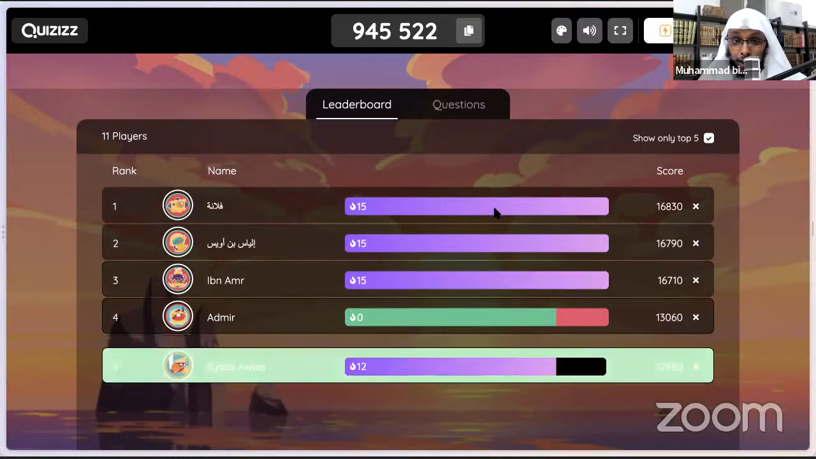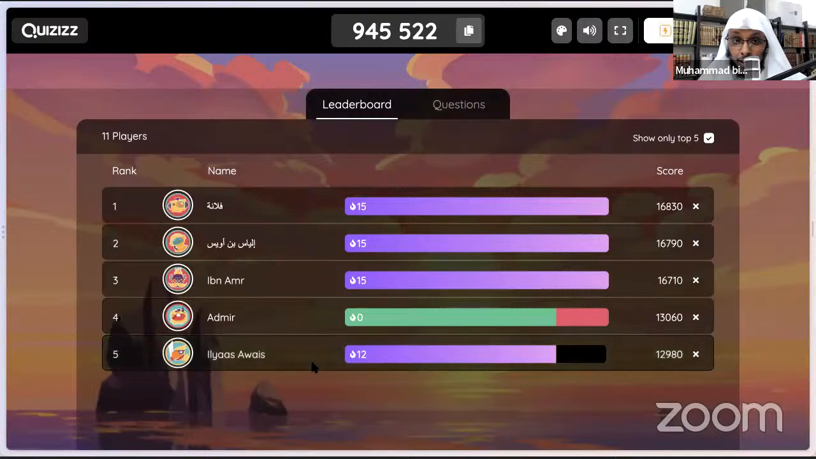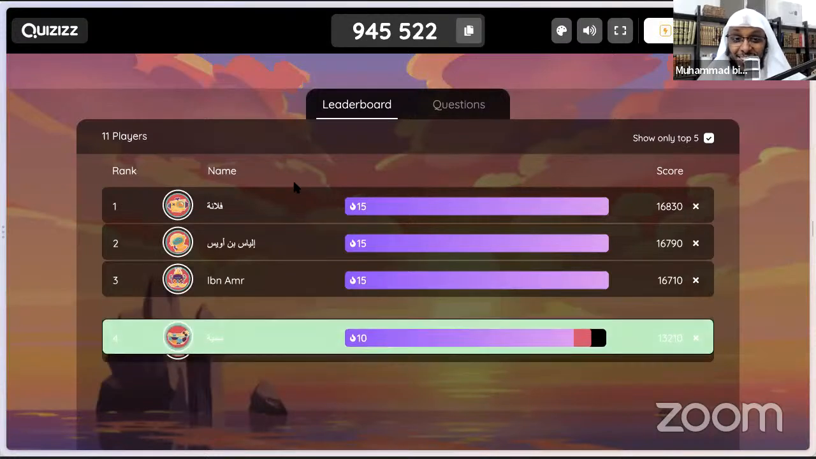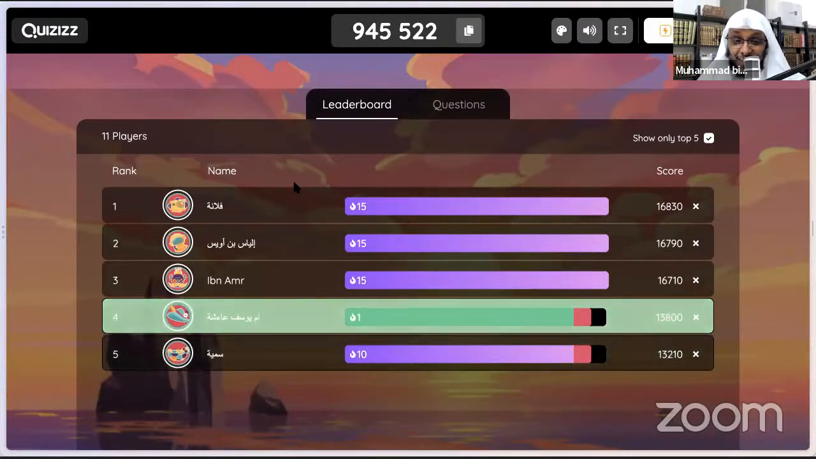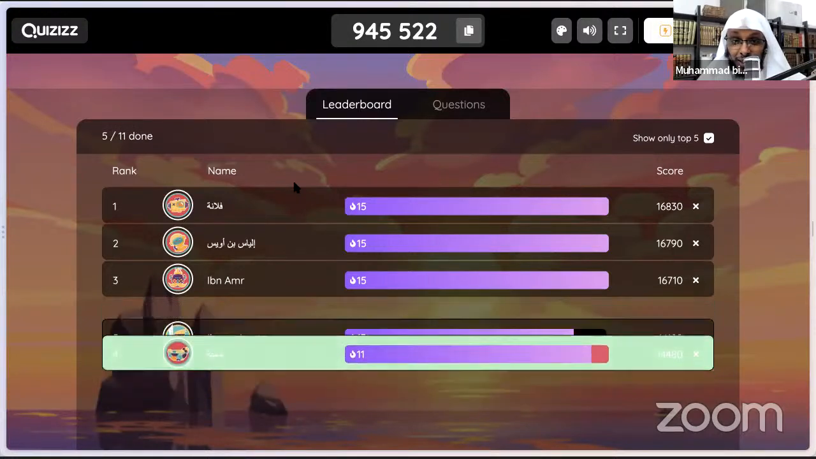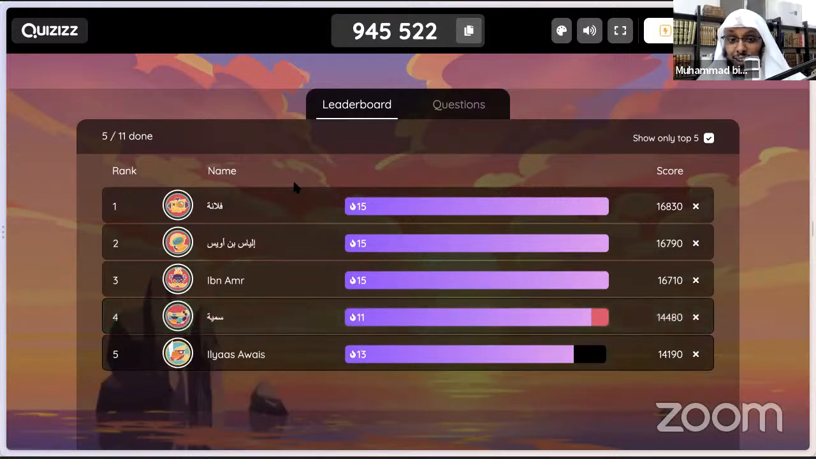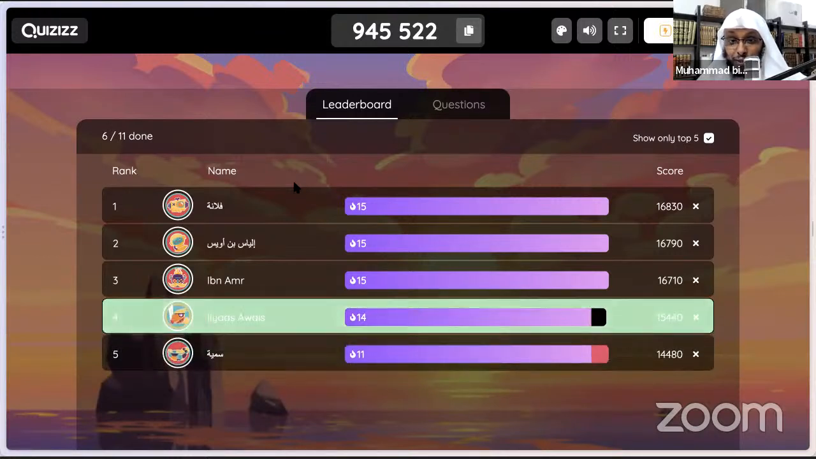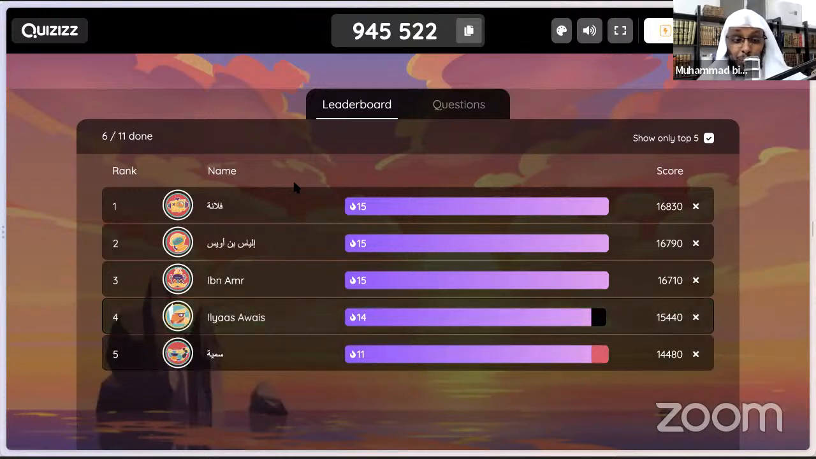MashaAllah, tabarakallah. Ilyas bin Awais. Are you playing twice? MashaAllah. How are you doing that? Yusuf Aisha, Ilyas Awais. Tayyib, Mumtaz. So it seems like we have our top five. Fourth and fifth spot is being battled for right now. Very fierce battle, mashallah. And I think that's it. I think that's the end. MashaAllah, tabarakallah.